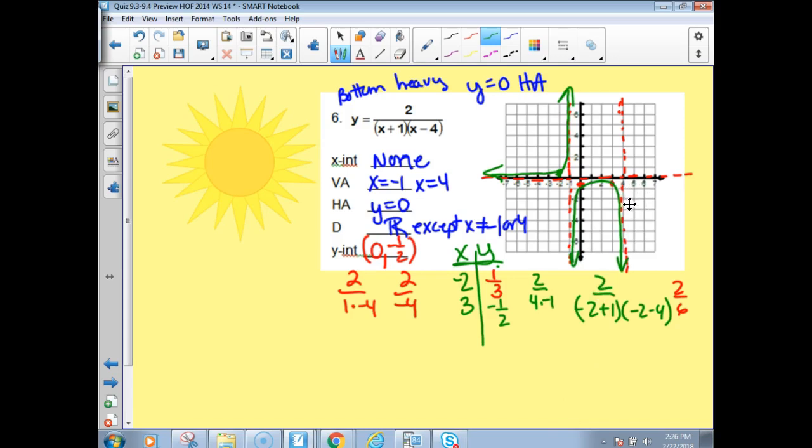And then to the right of the vertical asymptote at 4, I'm going to plug in 5. I'll have 2 on top. If I plug in 5 in the denominator, I'll have 6 times 1, so 2/6 is 1/3. So 5, 1/3. This thing had all kinds of symmetry. All right, and now I've got it graphed. Okay, next.